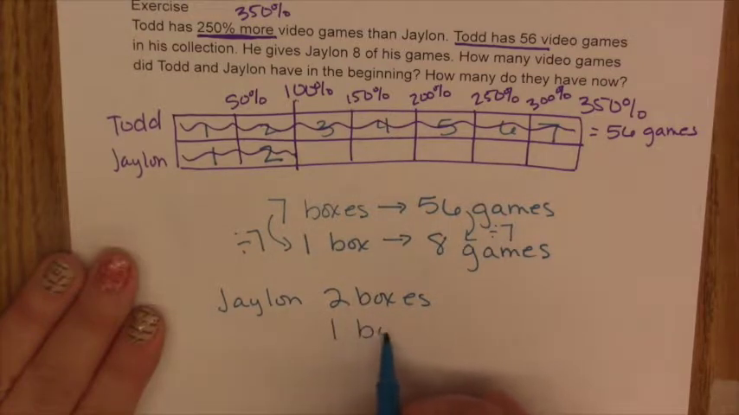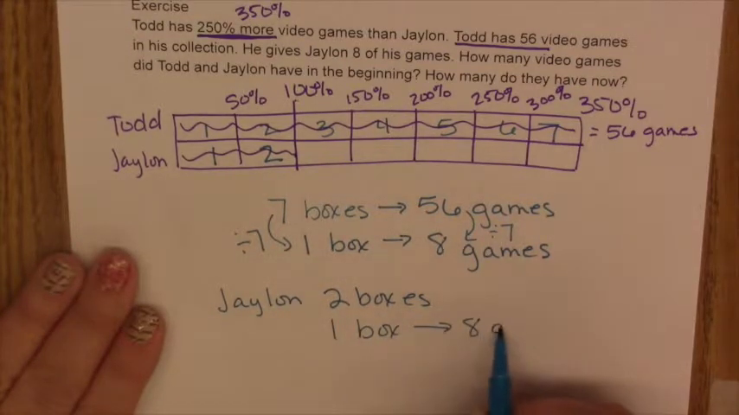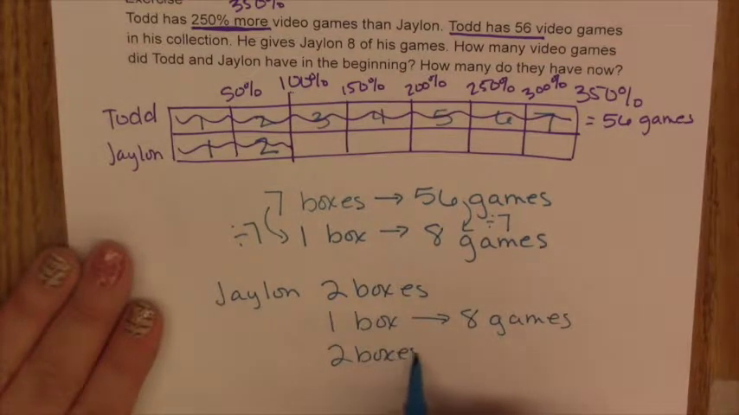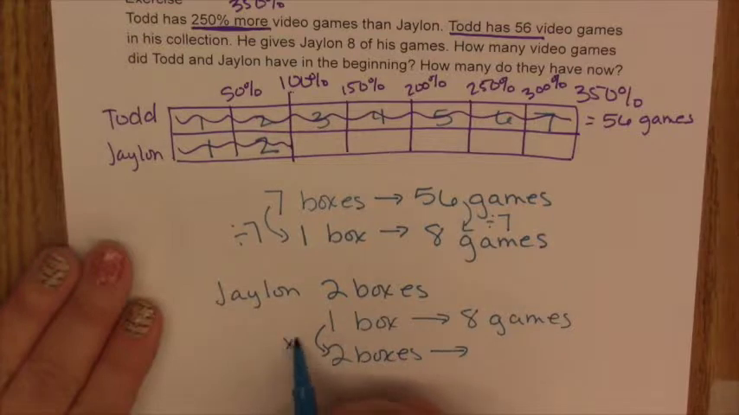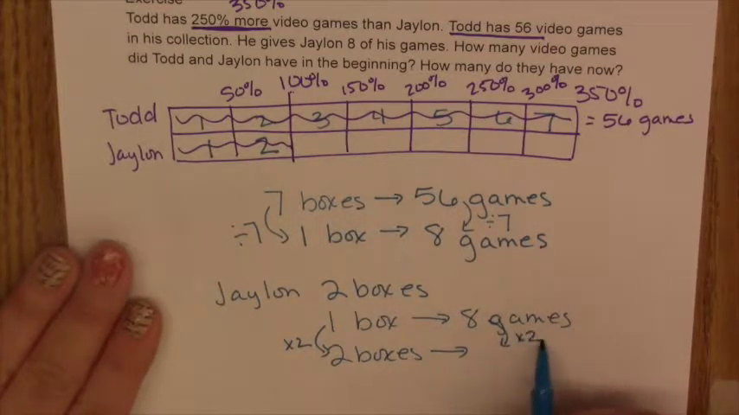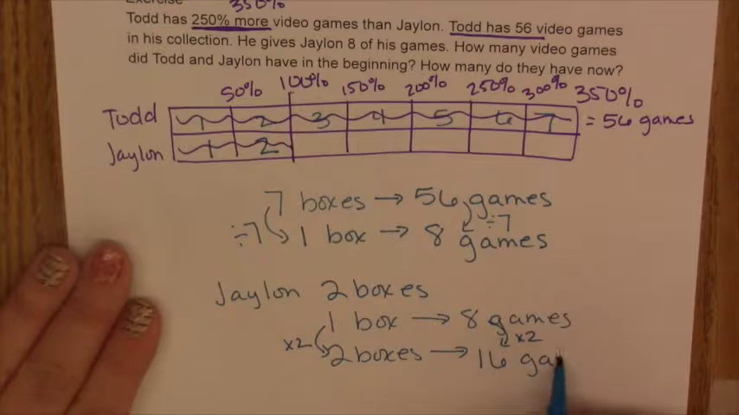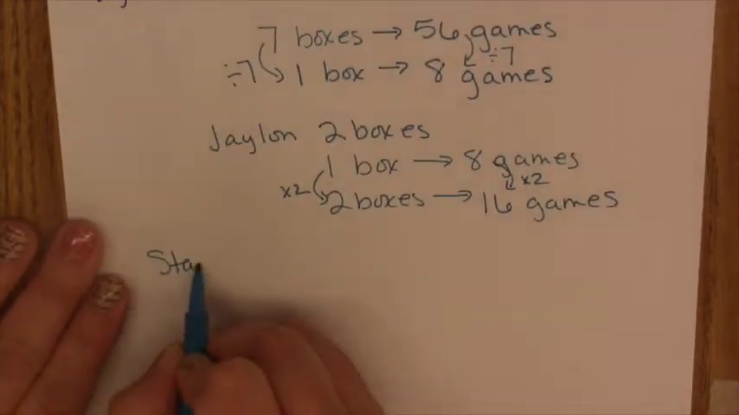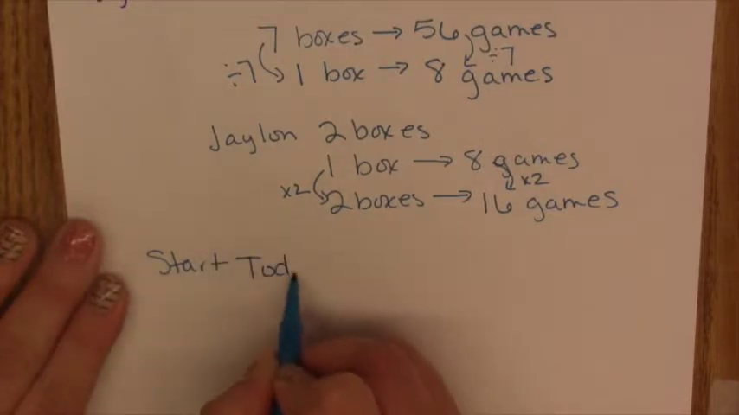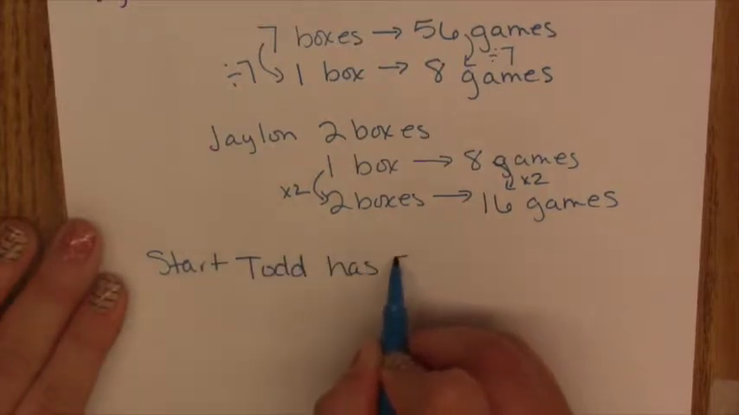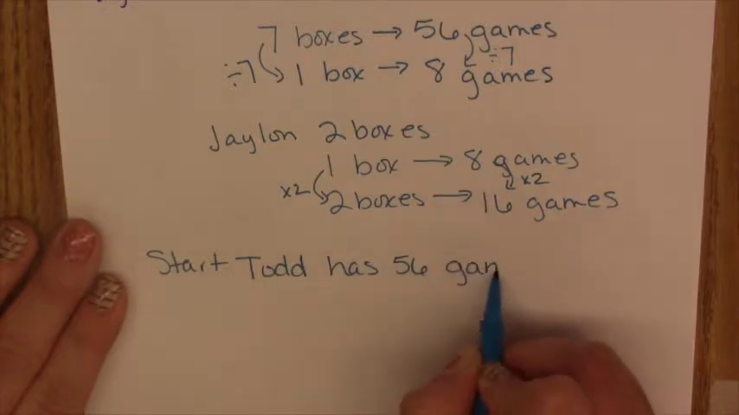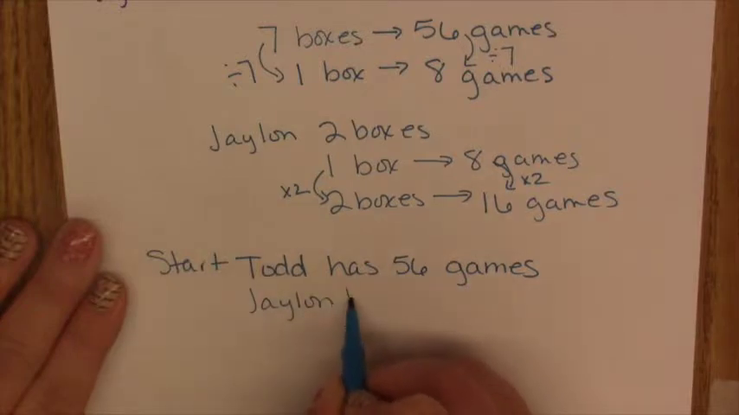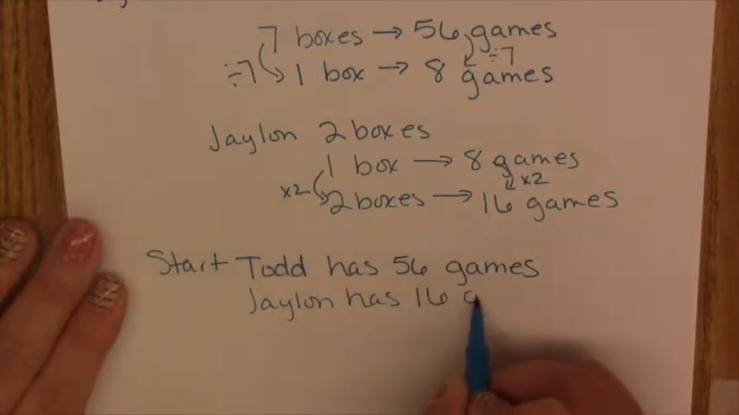We know one box is 8 games. So 2 boxes, 1 times 2 is 2, 8 times 2 would be 16 games. All right, so to start, we know that Todd has 56 games. That was the information they gave us in the problem. And we figured out that Jalen has 16 games.